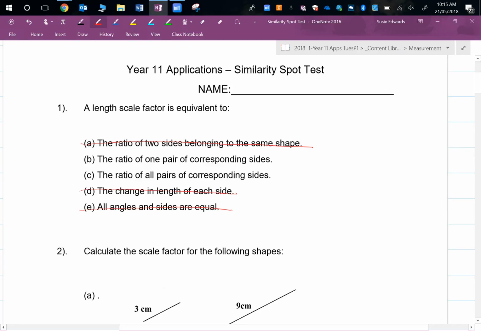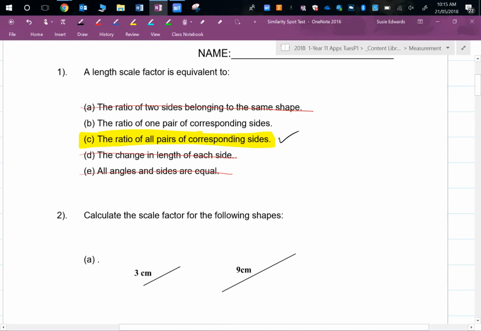Now, would it just be one pair of sides or would it be all pairs of sides? All pairs of sides, so our answer is C, that's worth 1 mark. Okay, but can you see how you could get it down to being a 50-50 shot? That would be better than just picking between 1 in 5. Better to get it down to 1 in 2.